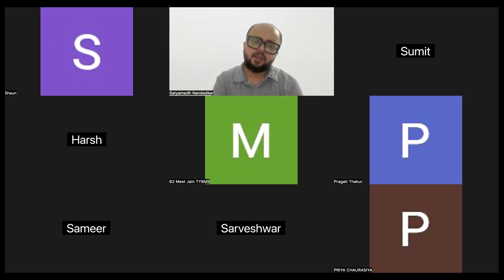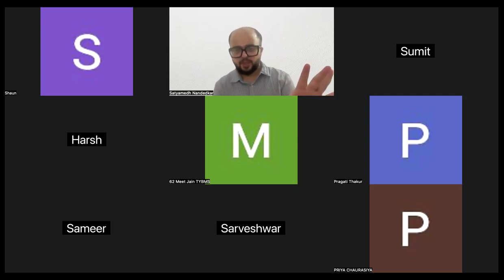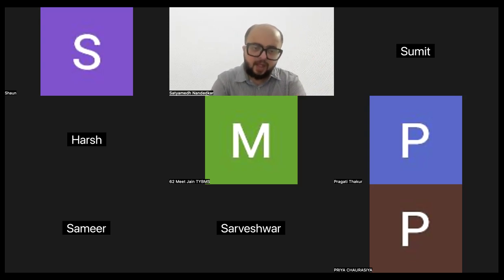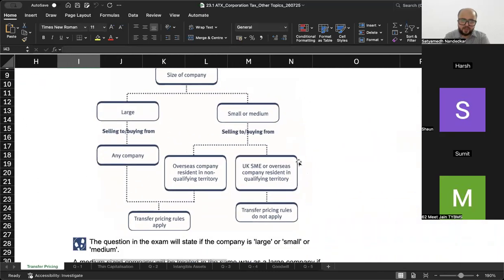Some other adjustments in corporate tax. One is transfer pricing. Transfer pricing legislation will apply under what all circumstances? If you are a large company, then any dealing that you have, transfer pricing regulations will apply. If you are not a large company, then if you are a small or medium company, you are buying goods from or selling to an overseas company resident in non-qualifying territory, then transfer pricing rules apply.